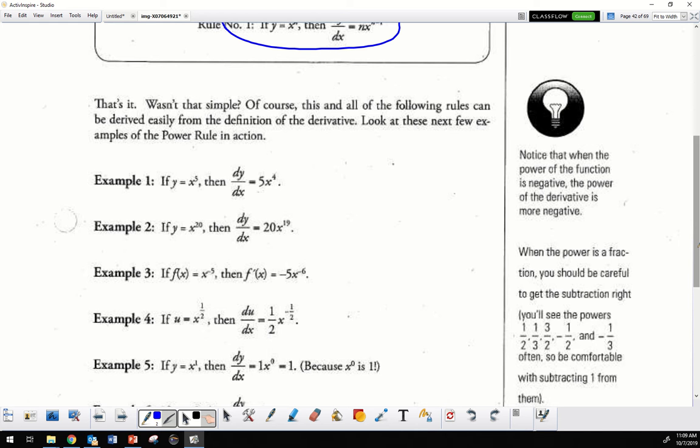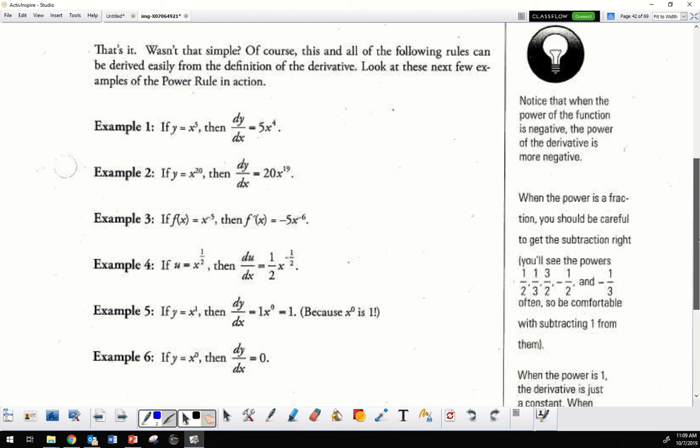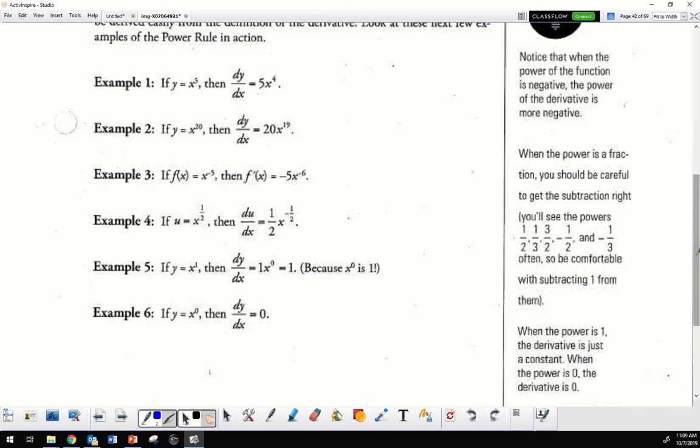Okay, a couple of examples. Let's take a look at the u one right here. So u equals x to the 1/2. So u prime would be, the 1/2 goes up front, then it's x to the 1/2, and I have to subtract 1, which gives me negative 1/2.